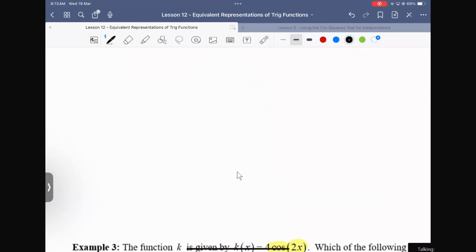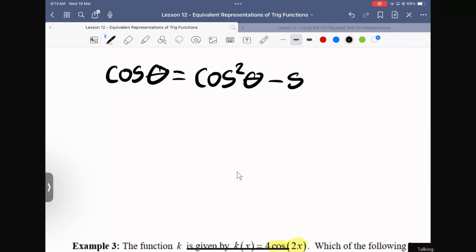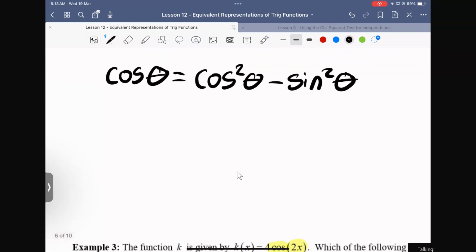So here on my formula sheet, I memorize that the cosine of 2 theta is equal to, and it's a bit backwards, so we start with cosine squared instead of sine squared. We have a minus sign instead of a plus sign. And this is the double angle identity.